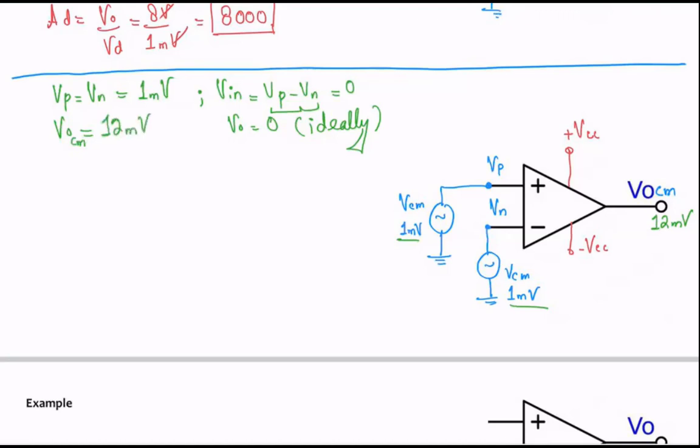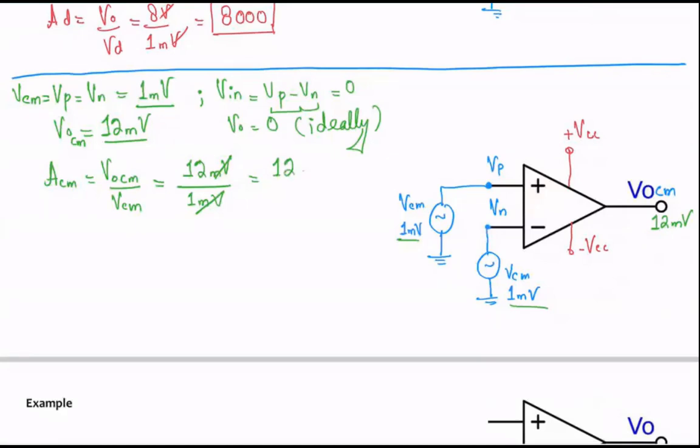Now if I am going to find the common mode gain, which is the ratio of common mode output voltage over common mode input voltage, VOCM is 12 millivolt and VCM is 1 millivolt. Millivolt and millivolt will cancel out, so I get the gain of 12.